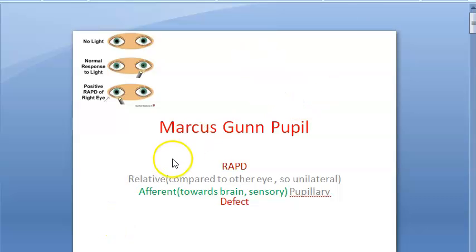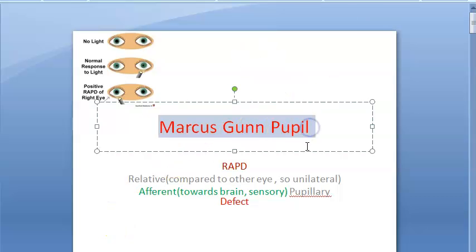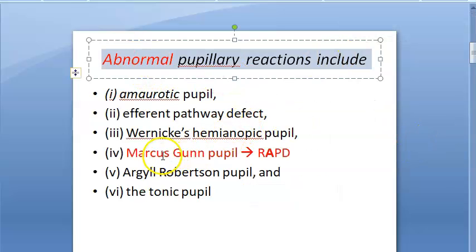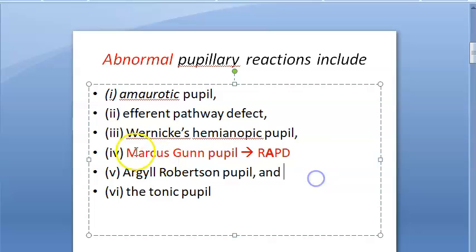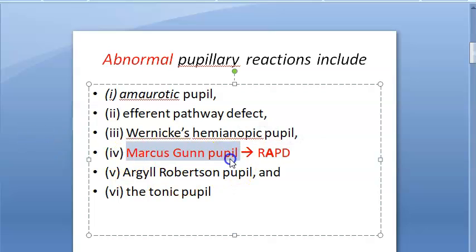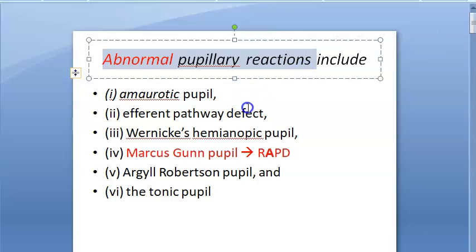Hello people, in this video we want to look at Marcus Gunn pupil. So basically, in abnormal pupillary reactions, Marcus Gunn pupil is one of them. If there is Marcus Gunn pupil, it indicates that the person has some relative afferent pupillary defect. Okay. So basically what are they trying to tell here? It's an abnormal pupillary reaction.